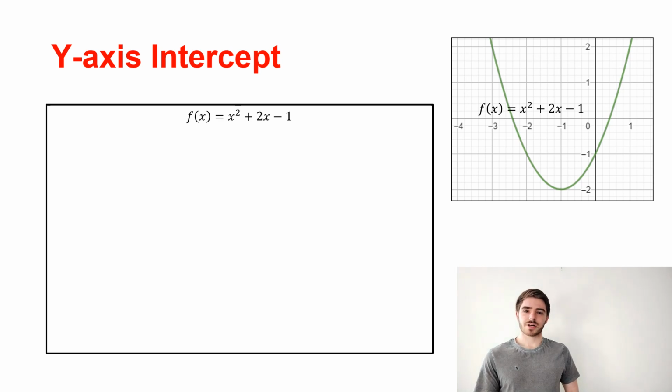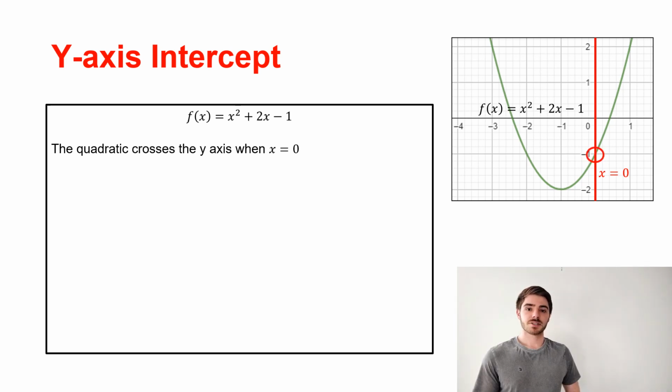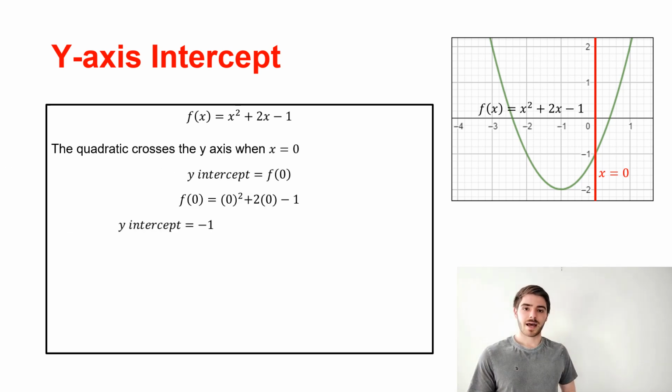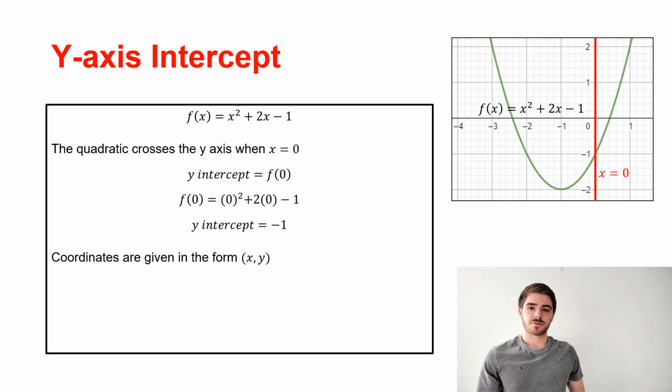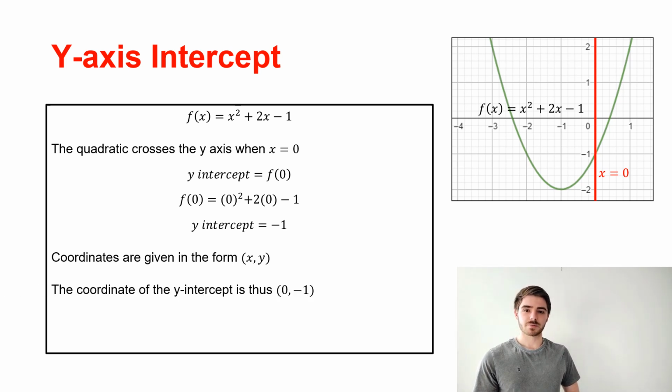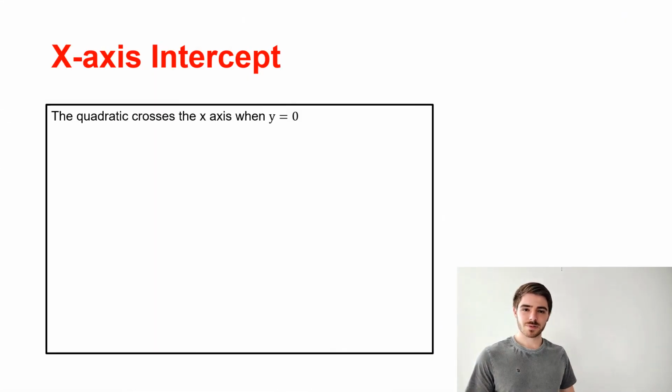Suppose we have the following quadratic equation. The quadratic crosses the y-axis when x equals 0. You can see this graphically. So, if we want to find the y-coordinate of this point, we need to substitute its corresponding x value, x equals 0, into the equation. This is done as follows. Coordinates are written in the form x, y. In this case, we would write that the y-intercept occurs at 0, -1. This is where things get a little bit trickier. We know that x-axis intercepts occur when y equals 0.